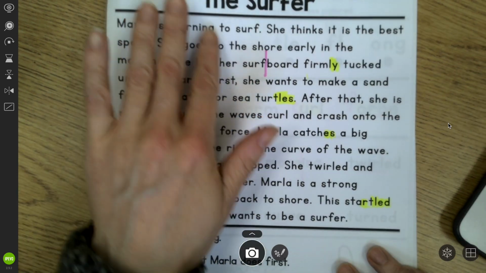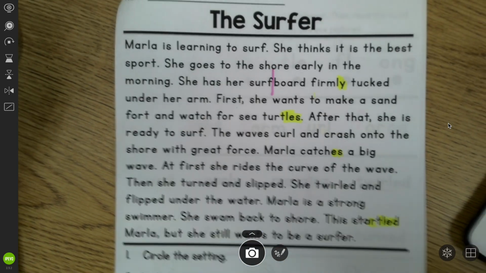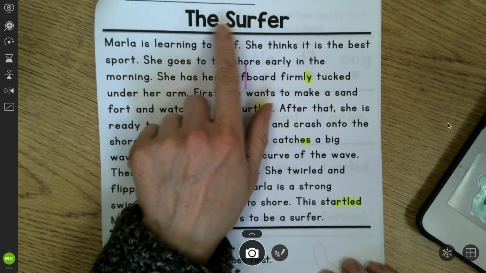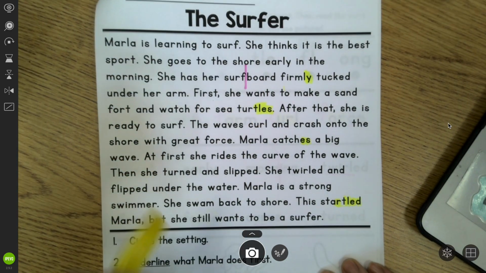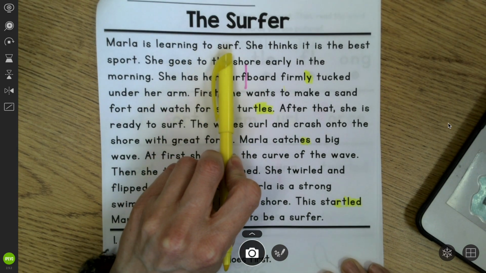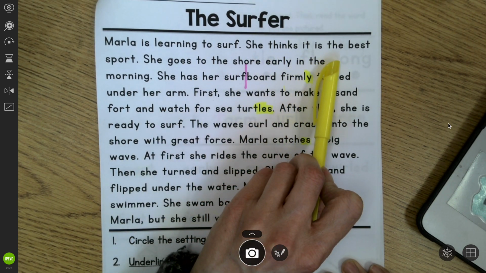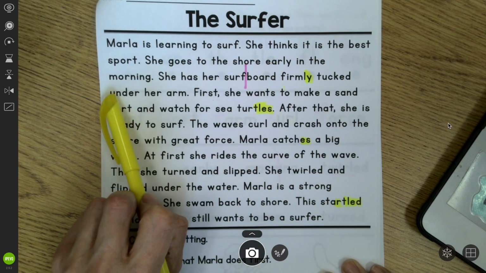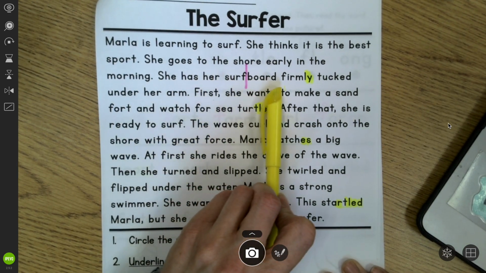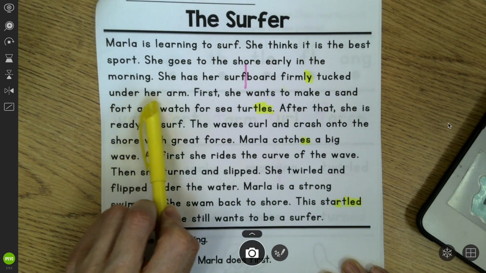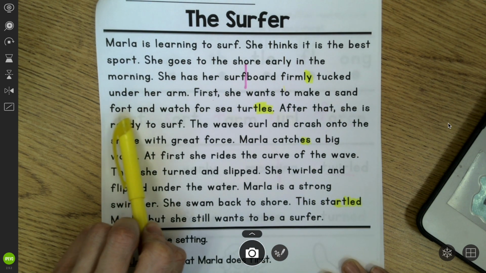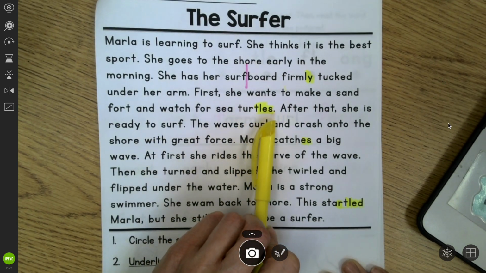All right. So I hope you circled all the words that you didn't quite get. That's okay. We're learning. I'm going to read it straight through. The surfer. Marla is learning to surf. She thinks it is the best sport. She goes to the shore early in the morning. She has her surfboard firmly tucked under her arm. First, she wants to make a sand fort and watch for sea turtles.